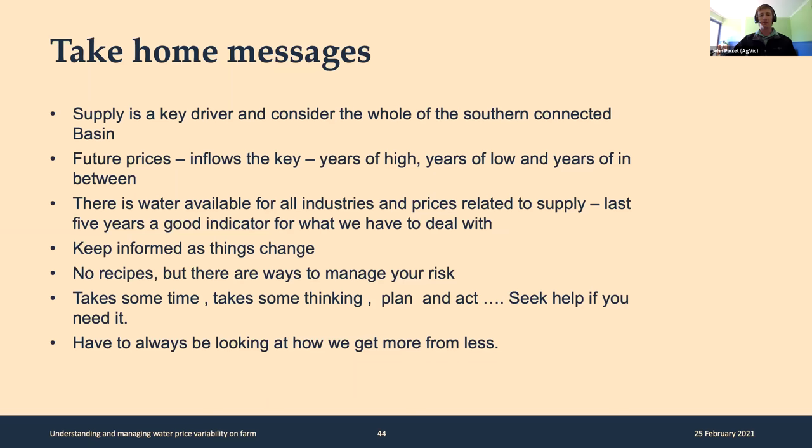Yeah, this one's come through from Neil. He's asked, what about the Loddon system? We've been talking predominantly about that southern connected basin, and the Loddon's part of it. There will be some linkages again to the full picture, but there are some more nuances around that. But I think as a general rule, we are all sort of in the same pot.